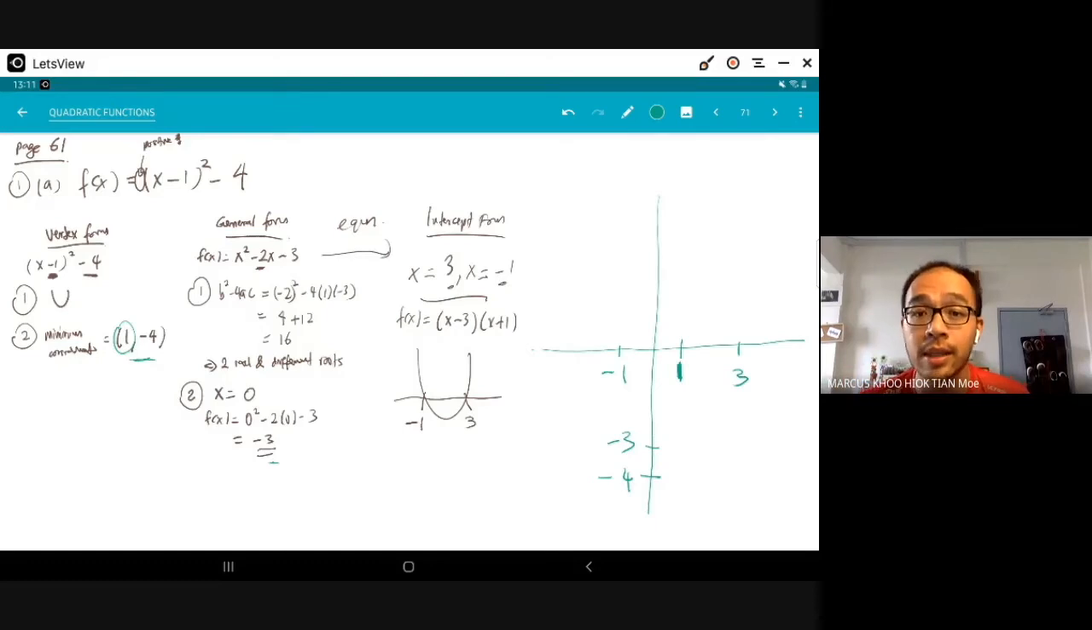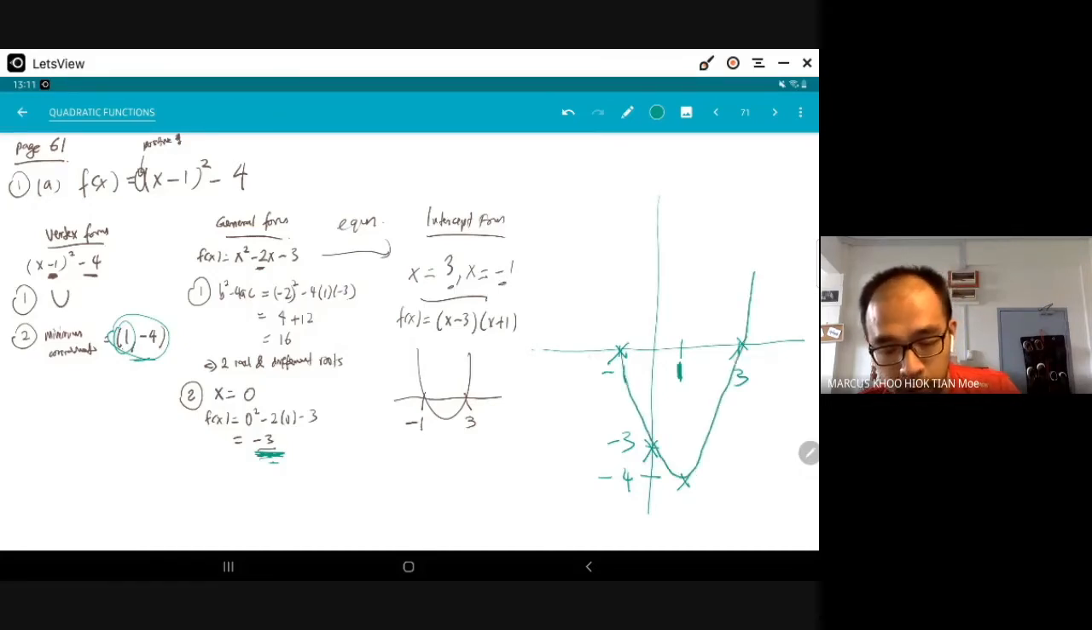Okay, just agak-agak sajalah. So we know that we have this coordinate, -1 and -4. So I plot over here, 1, -4. We know that the y-intercept is -3, so another mark over here. And then these two definitely will be marked. Then we can draw the U shape already, huh? Draw the U shape begitu.